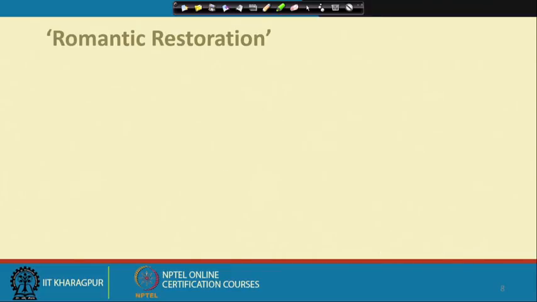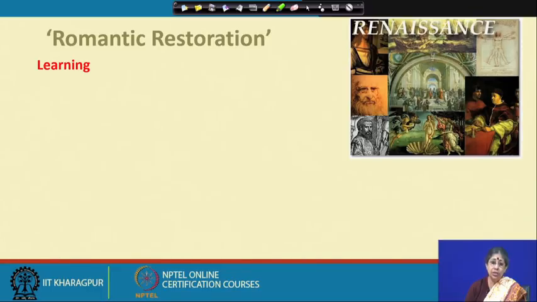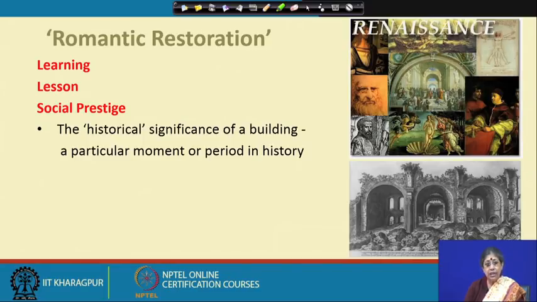But how it all started is the second approach of conservation, which generally, under a broad umbrella, is termed romantic restoration, and it started mainly during the Renaissance time. The major emphasis of this romantic restoration was learning, taking lessons from the historic structures, and also as a symbol of social prestige. The historic significance of a building was basically to reflect a particular moment or period in history.